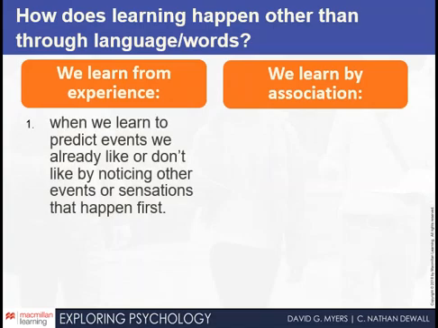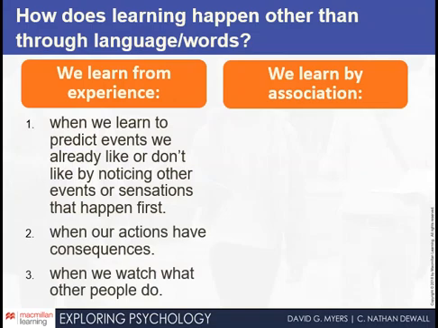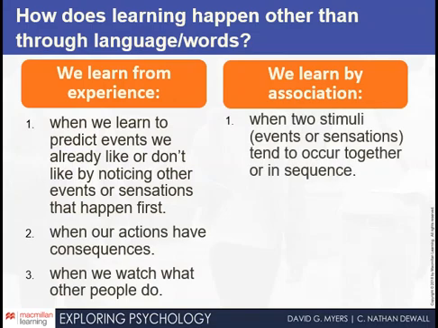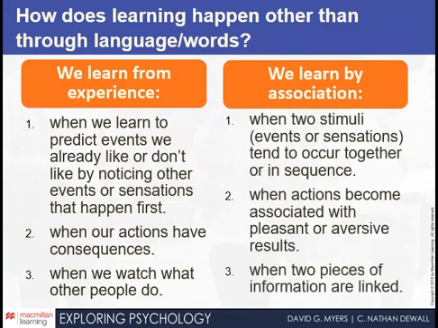We learn to predict events we already like or don't like by noticing other events or sensations that happen first. When our actions have consequences. When we watch people and watch what they do. Or we learn by association, when two stimuli, events, or sensations tend to occur together or in sequence. When actions become associated with pleasant or aversive results. When two pieces of information are linked.